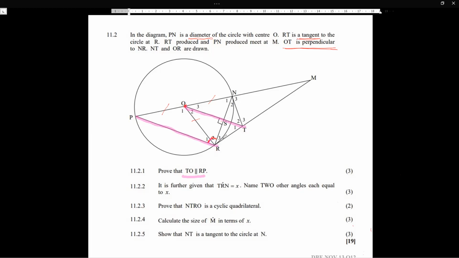So if I look at the diagram, where the lines are parallel, I already concluded this earlier on, that R1 and R2 is 90. But they also told me that OT is perpendicular to NR. So it means that S1 and S2 on the other side is actually equal to 90. So can you see that the corresponding angles are equal there? Yes, sir. And if the corresponding angles are equal, then we can conclude that the lines are parallel. So we now need to write that down.